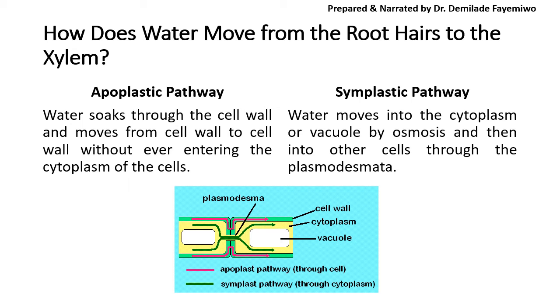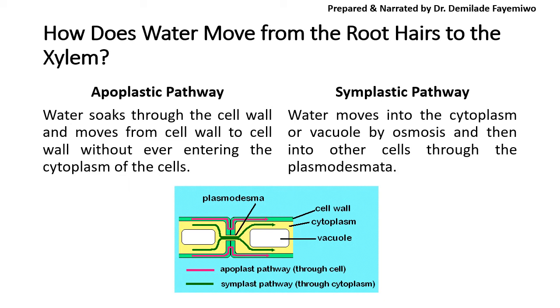Remember from chapter 1 that we said that plant cells are double membrane structures. That means that you have a cell wall and you have a cell membrane. And so the water in the apoplastic pathway will move between those. It doesn't go through the cytoplasm.